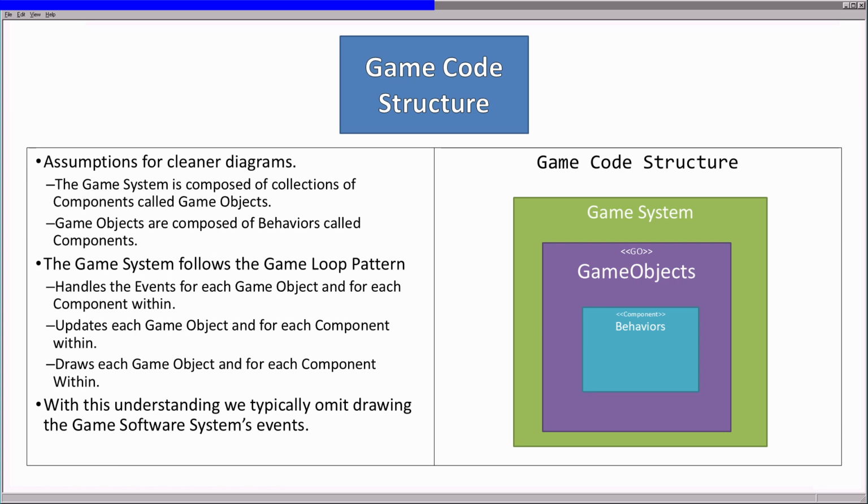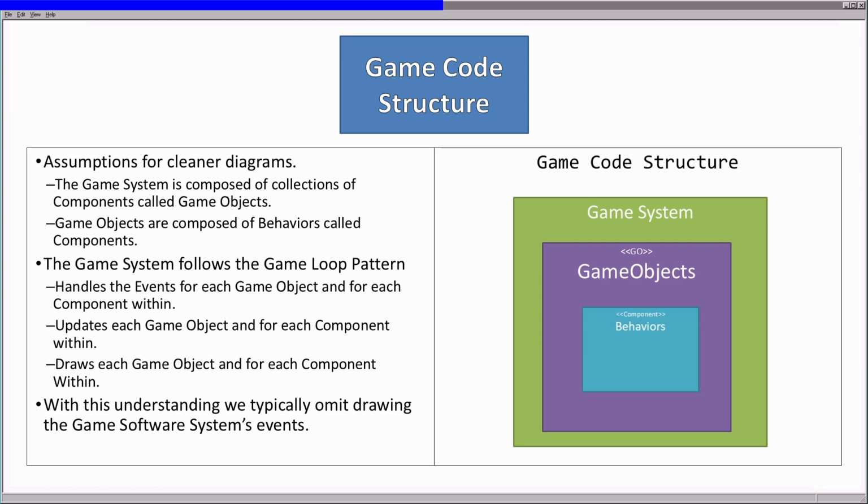Keeping all of the common messages in the diagram can make for messy designs, so there are some assumptions that are made for the sake of cleaner diagrams. The game system is composed of collections of components called game objects. Game objects are composed of behaviors called components. To make it cleaner, we place the structure within the other structure.